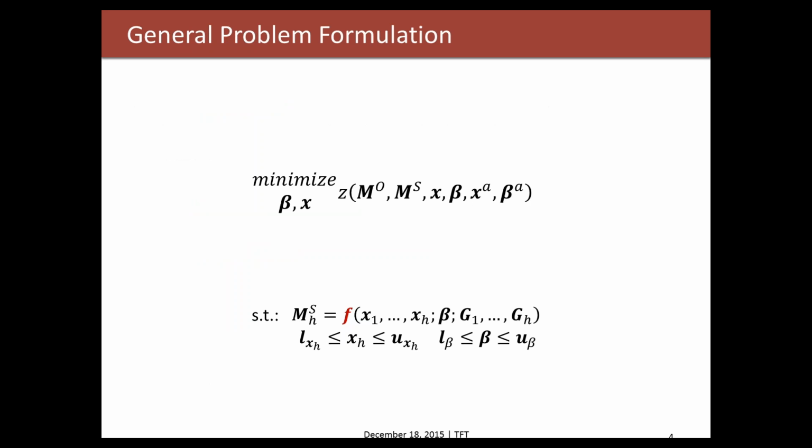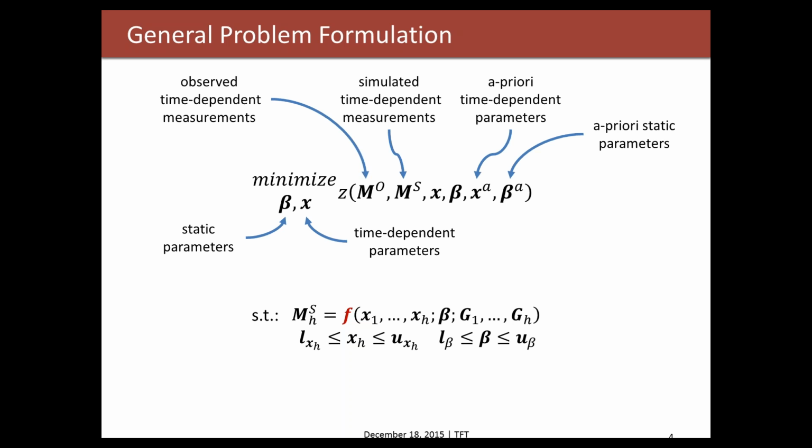So the idea here is that we want to minimize a specific function, typically an error function, which is called Z here, and we want to minimize it by changing the static parameters and time-dependent parameters, typically from our simulation model. And this is done by having the error function Z with different kinds of components.